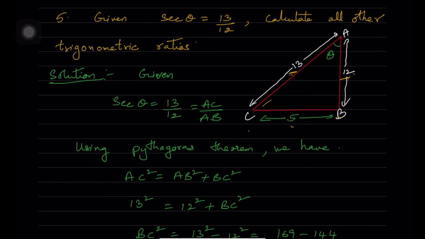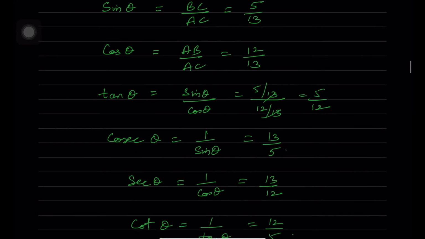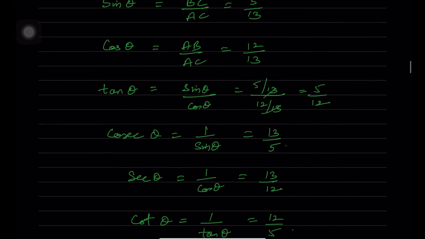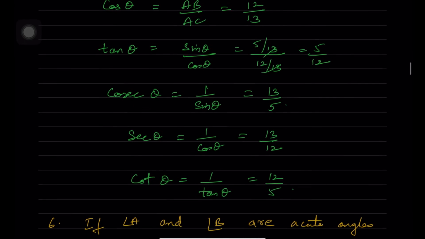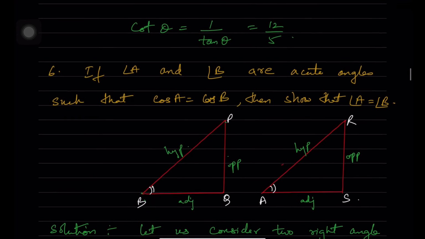Next, cosecant theta, secant theta and cot theta will be seen. Cosecant theta is equal to 1 by sin theta. Now that we have found sin theta, cos theta and tan theta, for cosecant theta it is nothing but 1 by sin theta. So just write the reverse of sin theta, that is 13 by 5. Then sec theta is the reverse of cos theta, that is 13 by 12. And cot theta is equal to 1 by tan theta, which is 12 by 5. So that is the fifth problem.